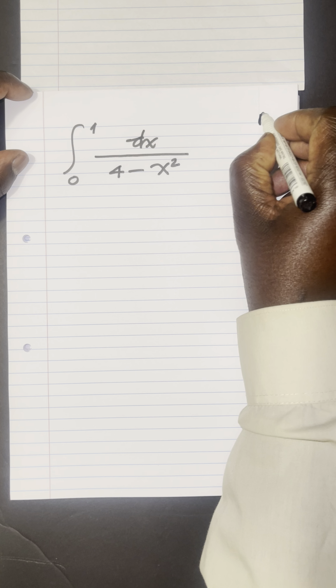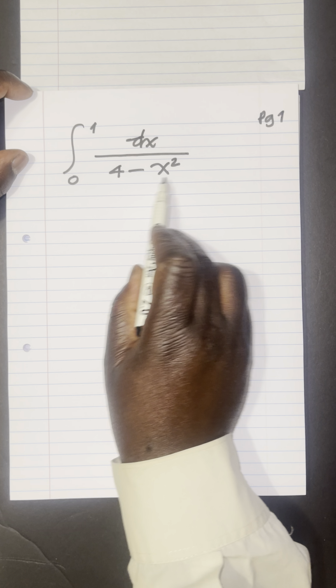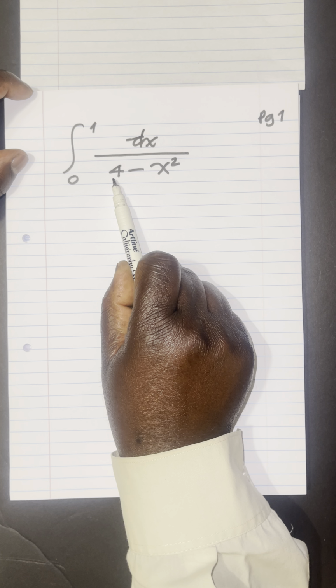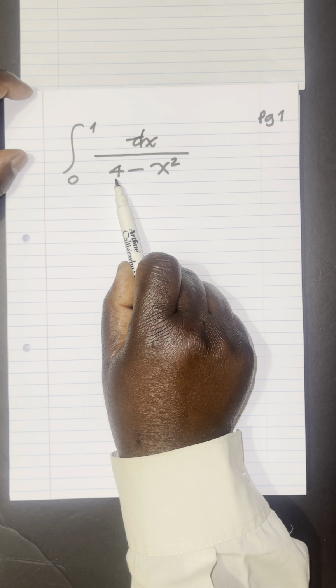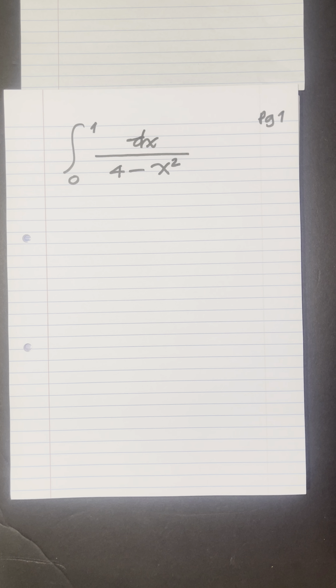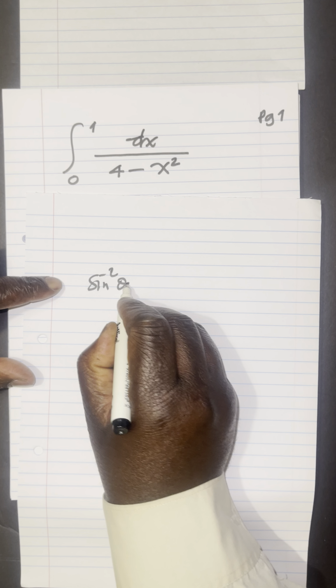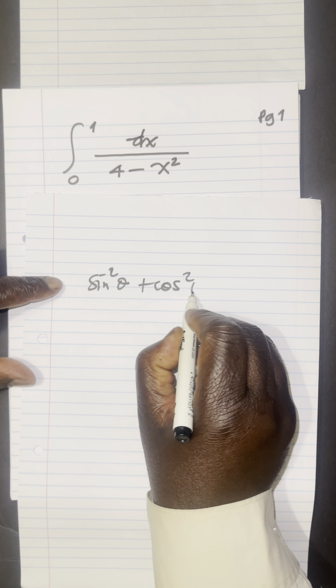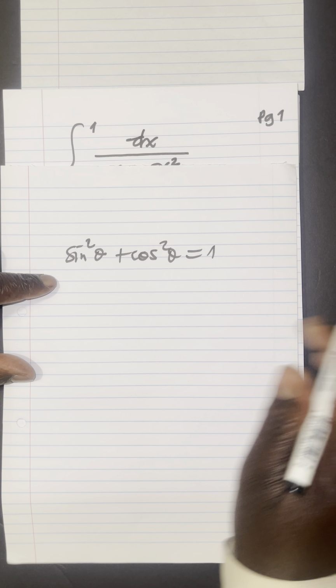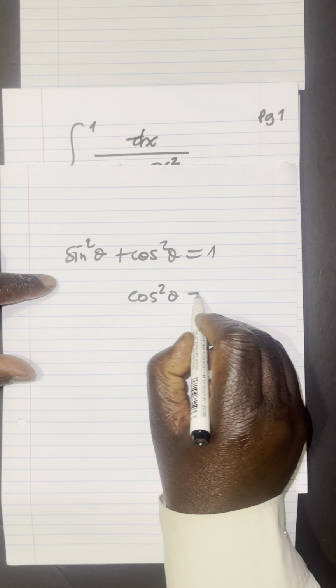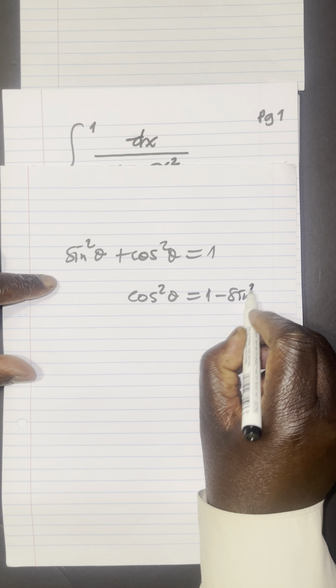Now this is page 1. Looking at this one here, with a minus there, sine substitution comes in, but we have to change 4. We need a 1 here. The reason why we need a 1 there is because of the following. Remember, we say sine squared theta plus cos squared theta equals 1. And so if we make cosine squared the subject of the formula, we're going to get 1 minus sine squared of theta.